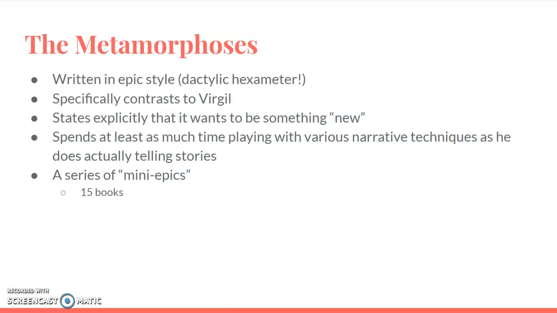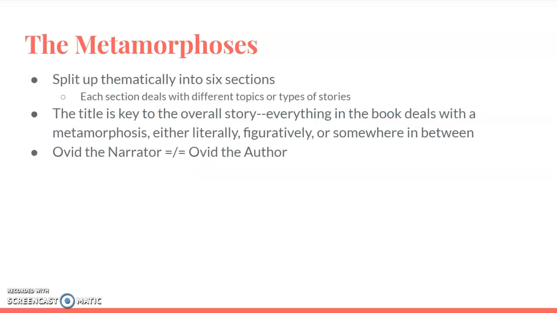So he wrote the Metamorphoses as a series of mini epics that are all tied together in some way thematically. That's something else new and interesting that he's doing, where there are 15 books, like the Iliad has books, but he's writing each book as if it's almost a little epic in and of itself. The Metamorphoses are also split up thematically into 6 sections. Each section deals with different topics or types of stories, and the title itself really is the key to the story and to the text overall.